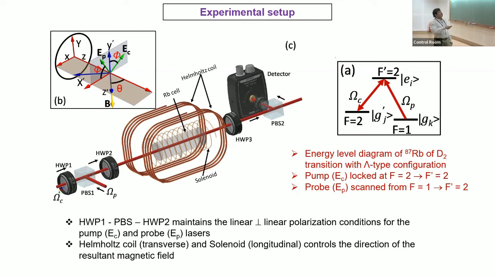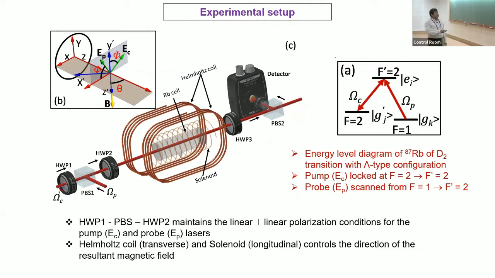Now, how would you change the B, that is the quantization axis? We have a Helmholtz coil, which changes the transverse magnetic field, and a solenoid which changes the longitudinal magnetic field. If you change the current between the two, then you get the direction of the resultant magnetic field. So if you put 1, 0 and change the other one, or have a combination of them, then you can change the resultant magnetic field. So this is how we do the experiment.